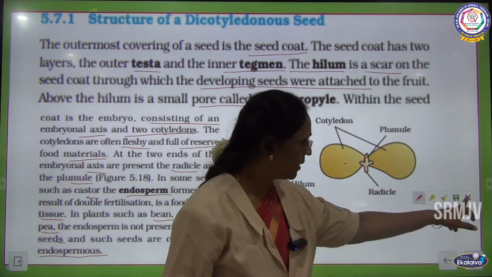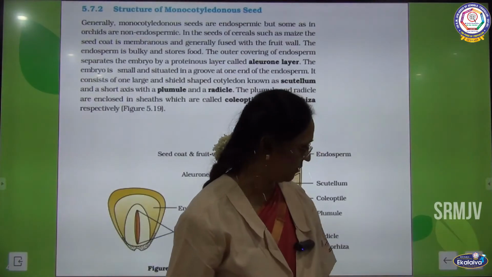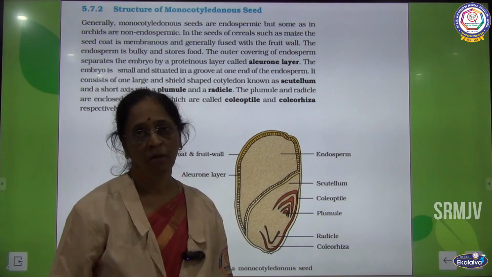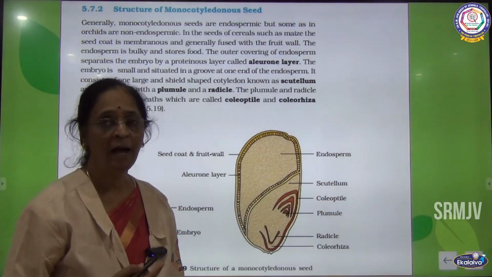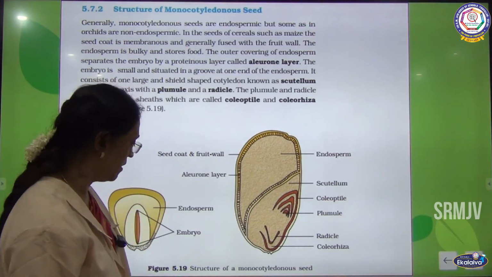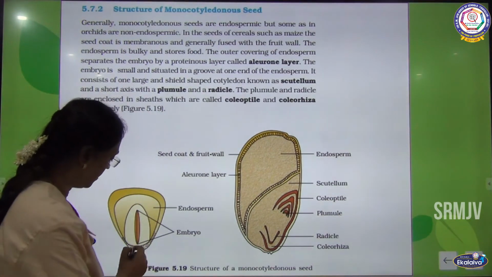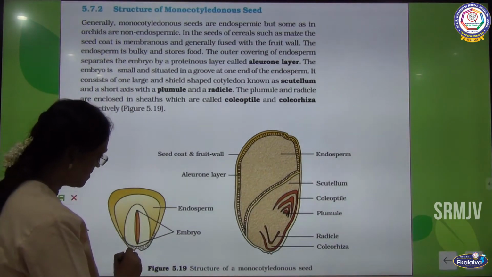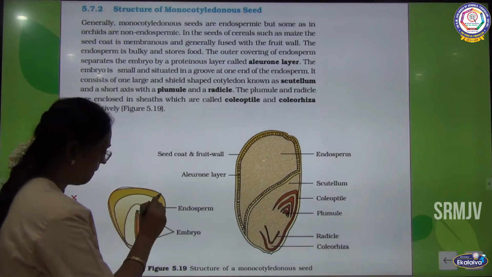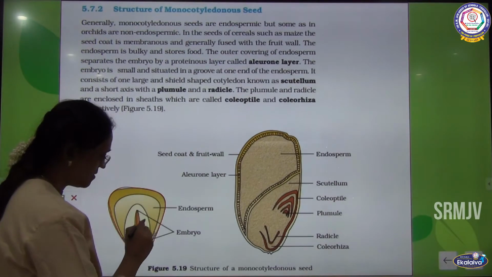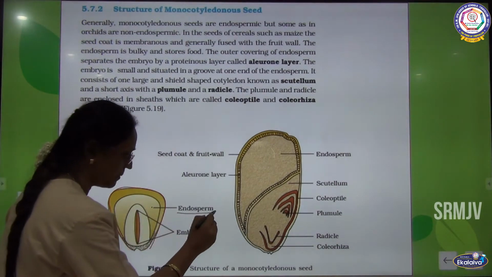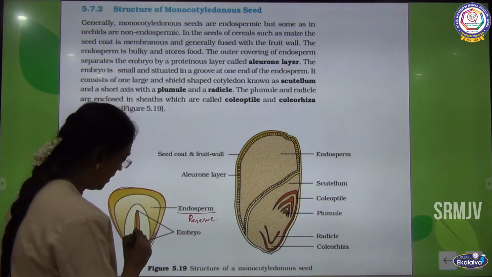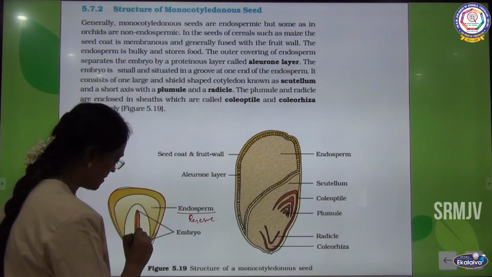And we will look into the monocot seed. Now a monocot has a single cotyledon. If you look at the diagram here, you can see the seed, and this is the endosperm, the nutritive tissue which has the reserve food material, and this is the embryonal axis.